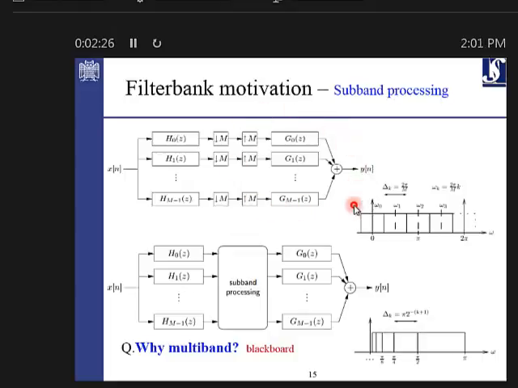Could you please explain why you downsample after the filter? Let me show that in the example. Maybe it's much simpler to see it in an example.